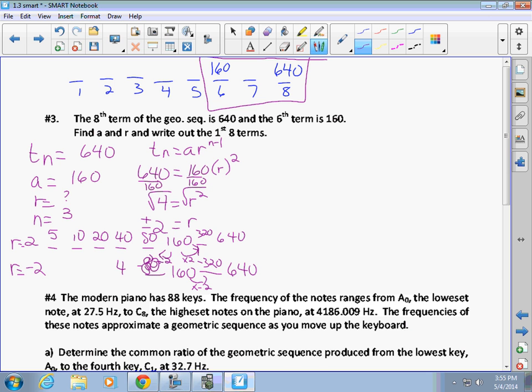Then I would have a 40, followed by negative 20, followed by 10, followed by negative 5. That's one way of calculating this. So the one way is to find out what your r equals by looking at those 3 terms. The other way is to set it up as a ratio.